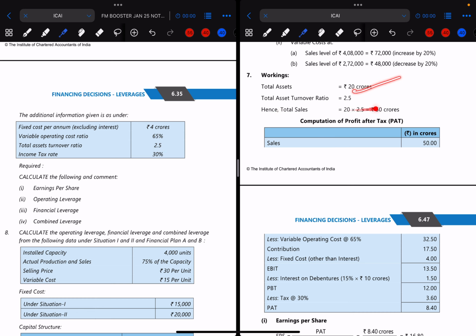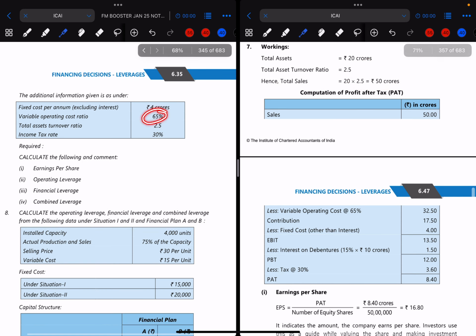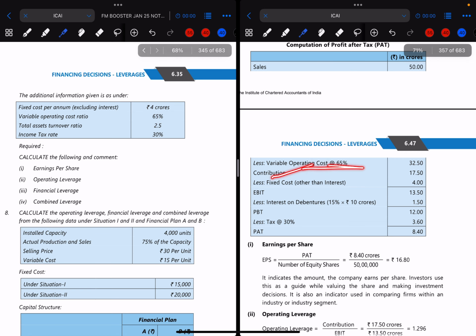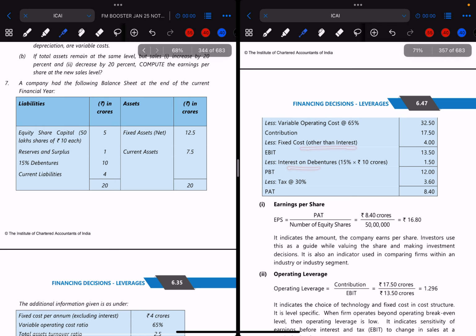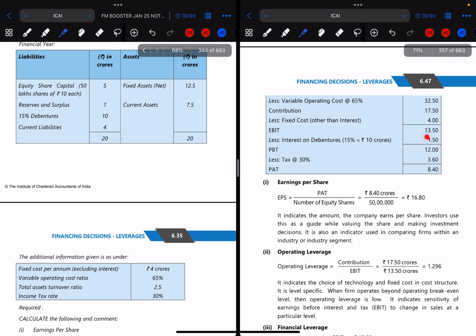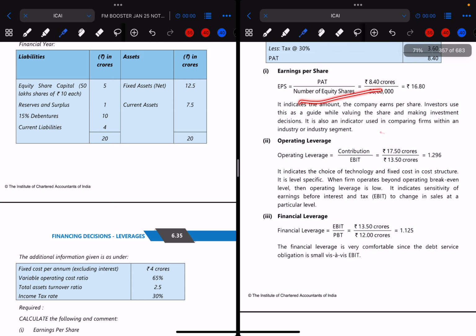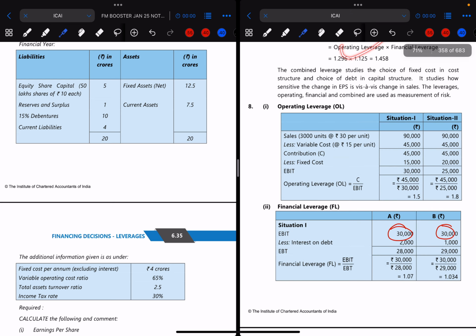Just do this. You'll find the total sales. Use total sales and variable cost, that is 65%, and you'll get the contribution. Then go for fixed cost, then interest. Interest is already given. 15% of debenture, that is 15% of 10 crore is how much? 1.5. And then everything is done. You'll find this very easily, and even this one very easily.